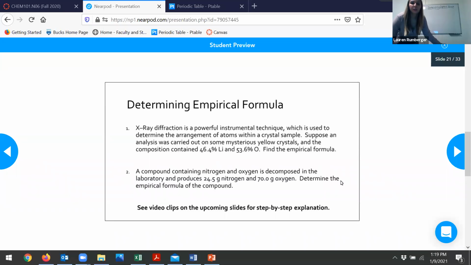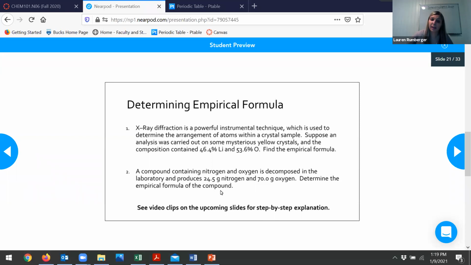We are now going to look at the second example for determining empirical formula. This example says a compound containing nitrogen and oxygen is decomposed in the lab and produces 24.5 grams of nitrogen and 70 grams of oxygen. It then says determine the empirical formula of the compound. Okay, so now this problem's a little bit different because they are giving you the masses right off the bat.